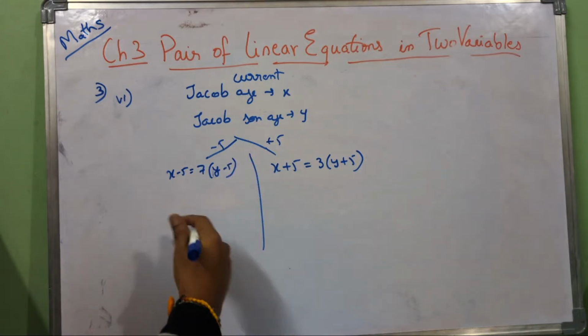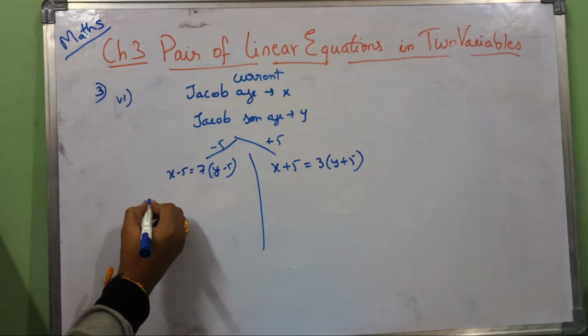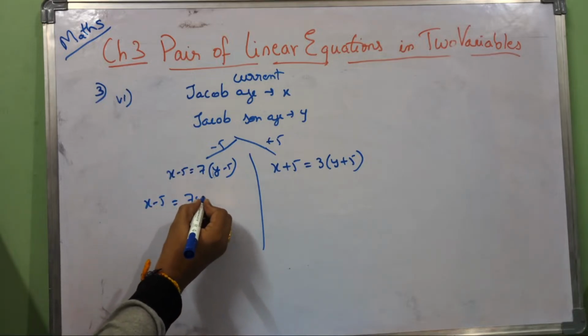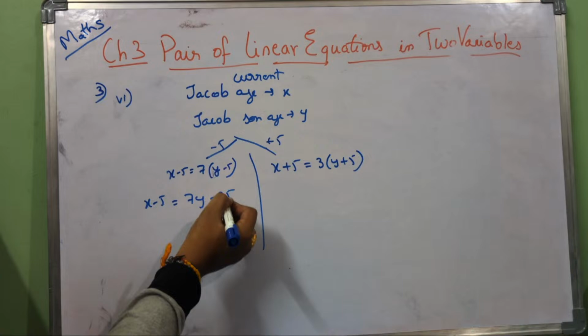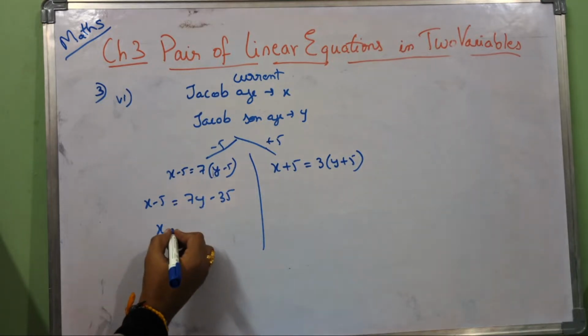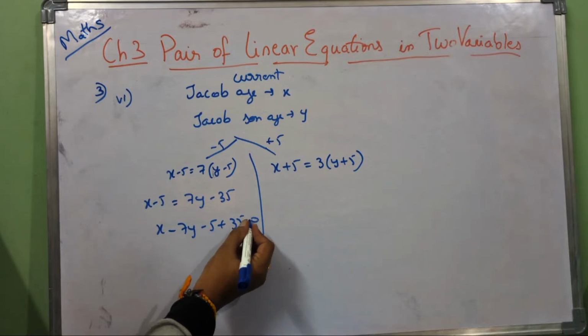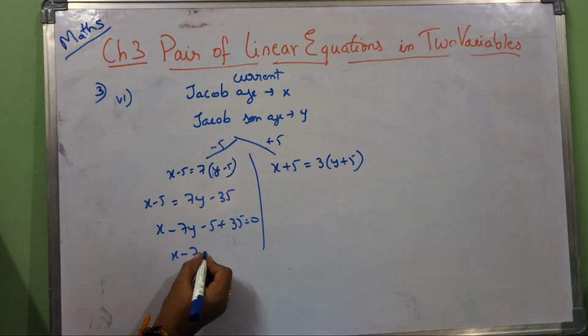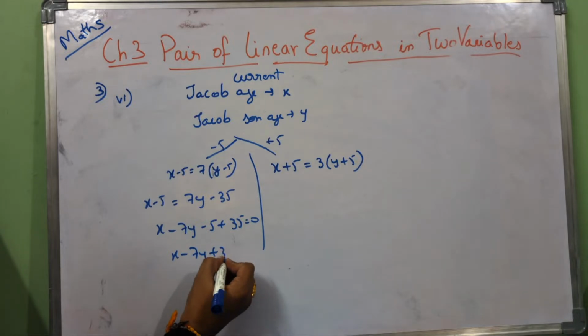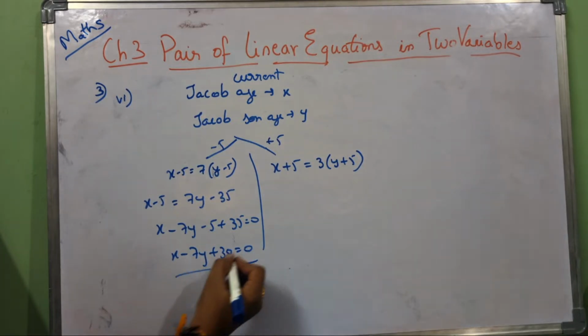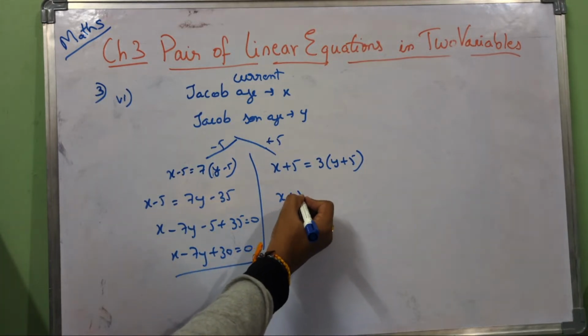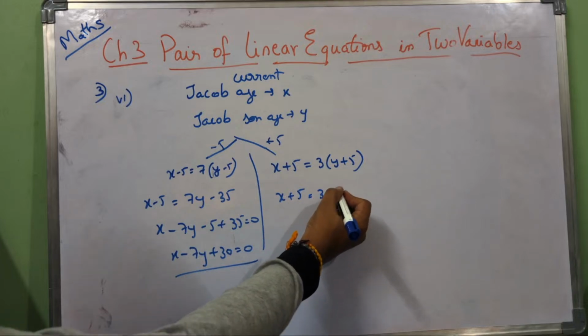So using this, we will get the equations first. x minus 5 equal to 7y minus 35, because 7 5s are 35. So on the left side, x minus 7y minus 5 plus 35 equal to 0. x minus 7y, 35 plus minus 5 is 30, equal to 0. We got the first one. The same with the right side: x plus 5 equal to 3y plus 15.